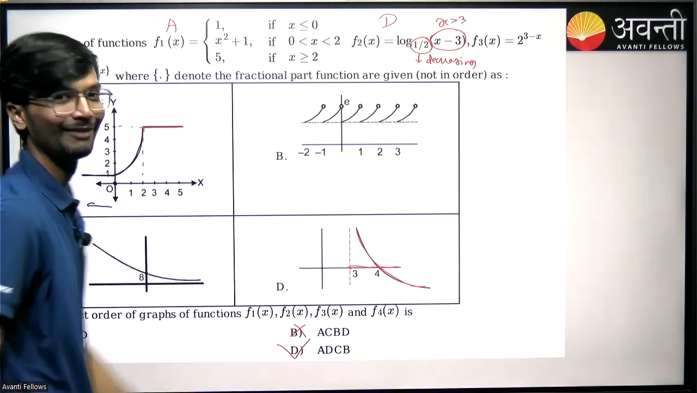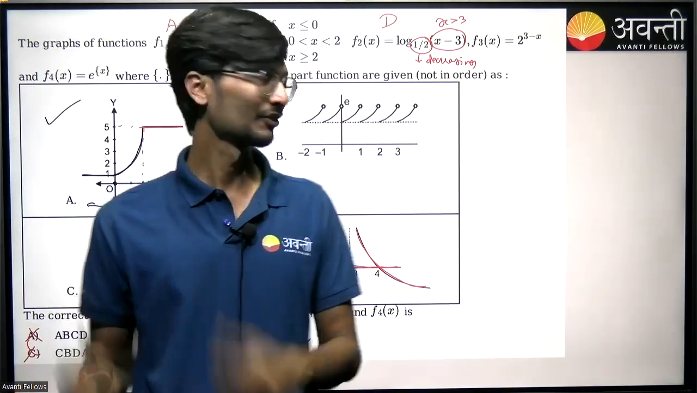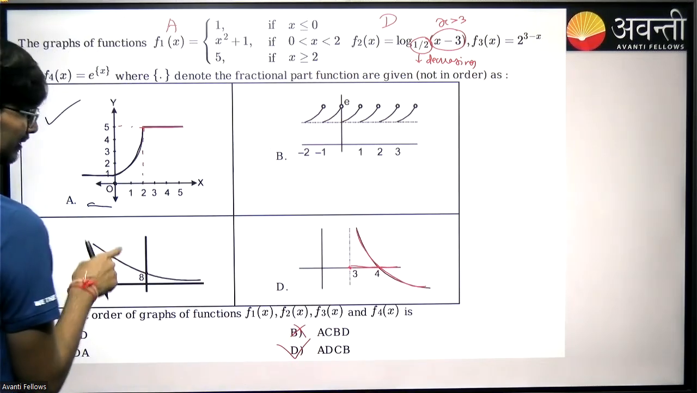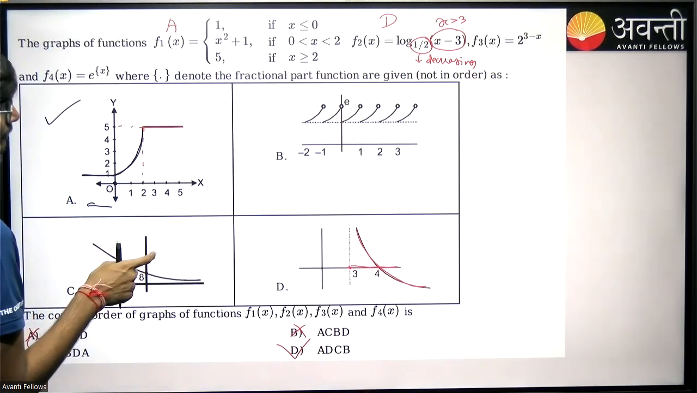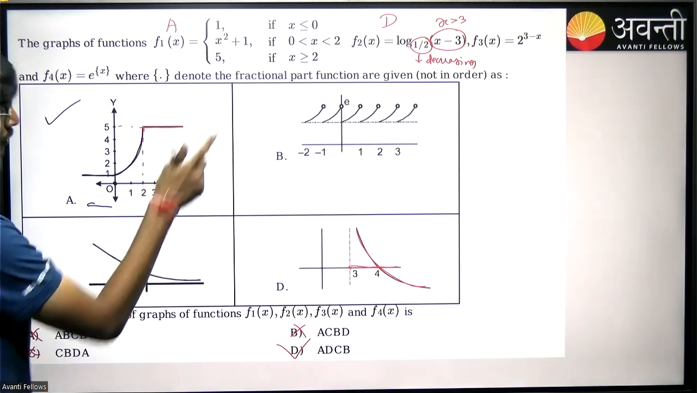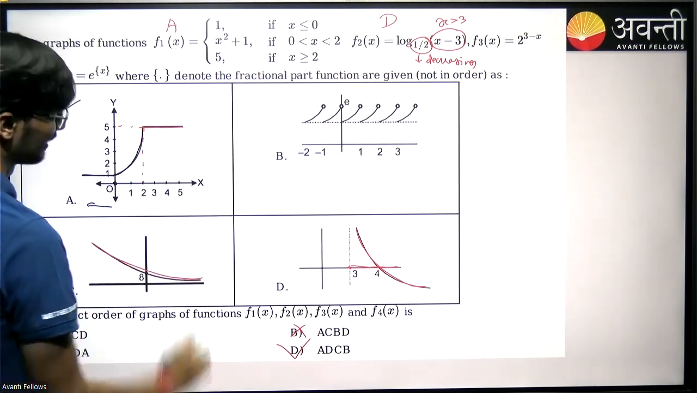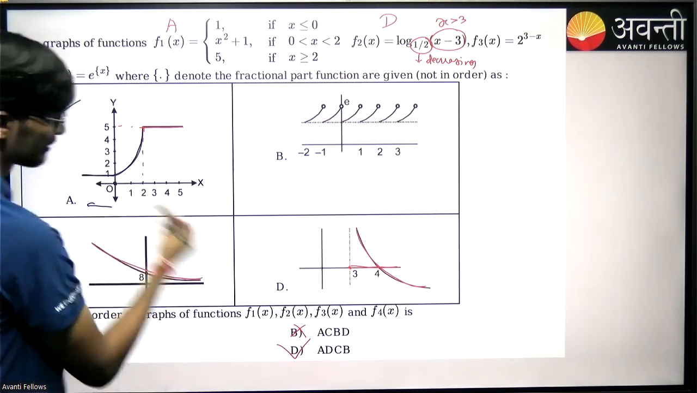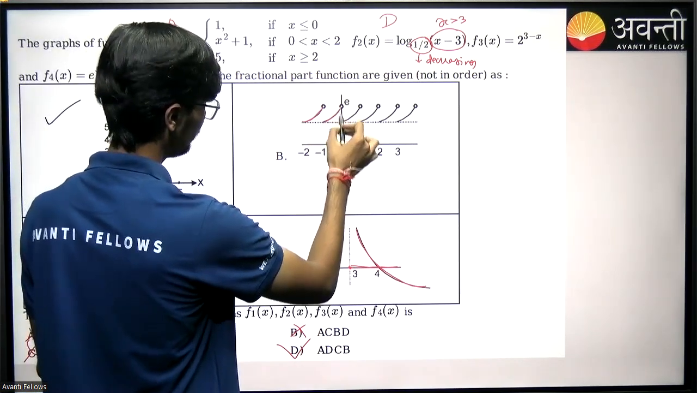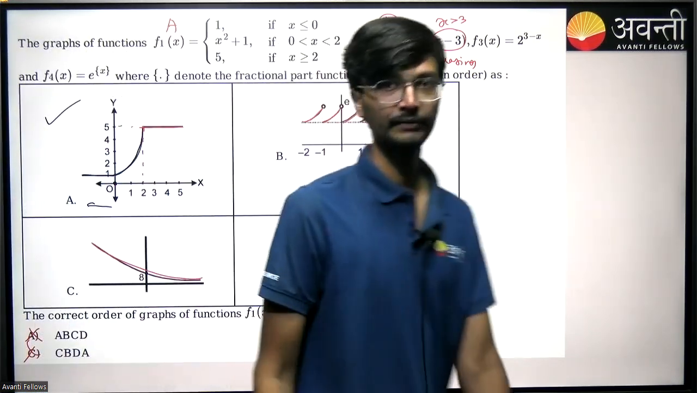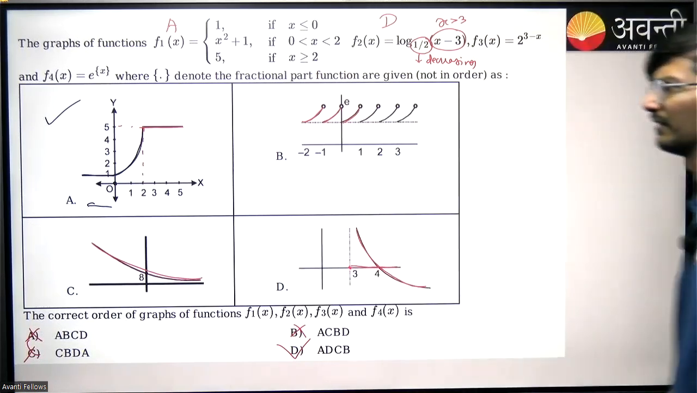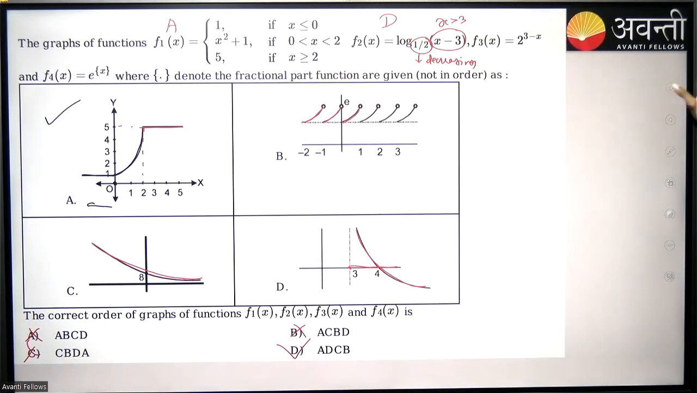AD. So we don't have to find the rest of the graphs. But yeah, the third one is C, which is 2 raised to the power x, the exponential graph. And the last one is this, the fractional part graph. Correct, guys? So if we get the 2 graphs, you can get the answer. Let's see what we have next.